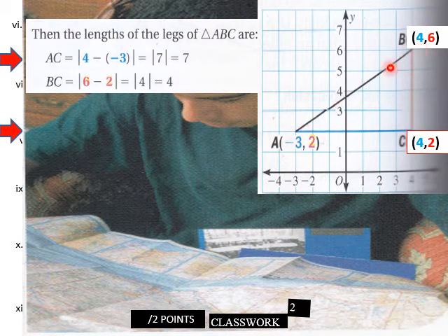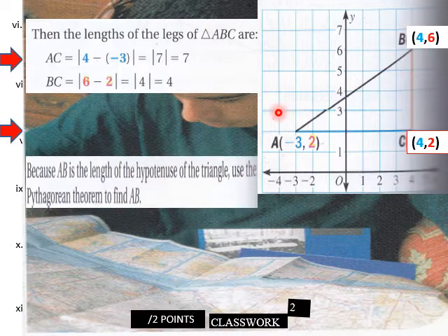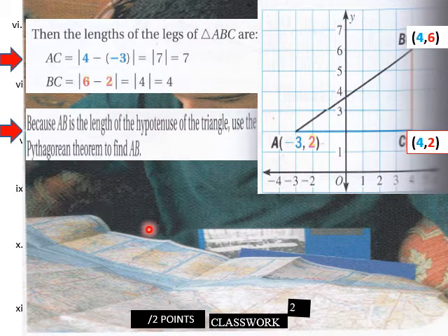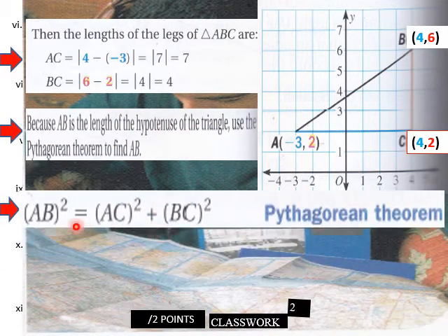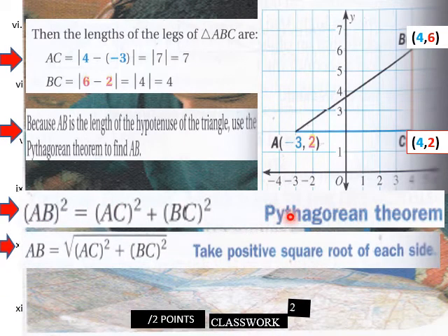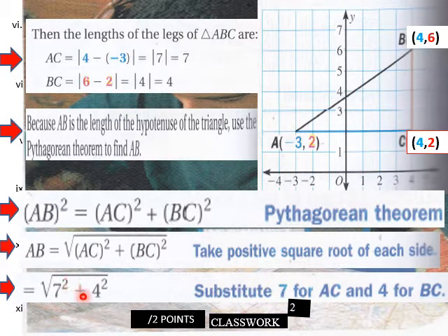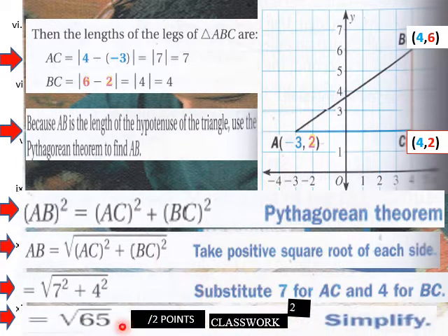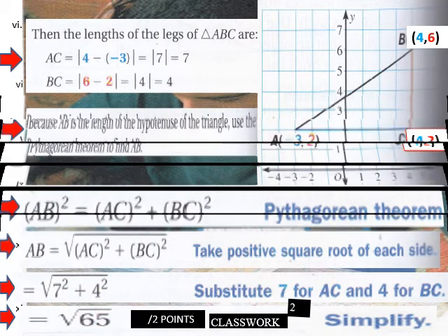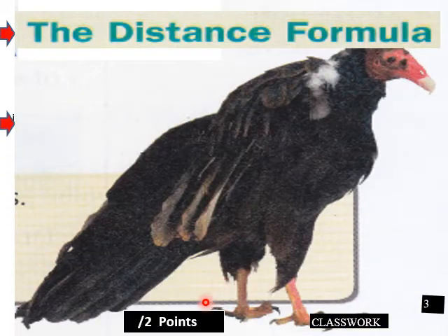Now you can figure what the length of the hypotenuse is. It's a hypotenuse, so use the Pythagorean theorem. We can plug in now our values into our Pythagorean theorem. Take a positive square root of each side. That's the idea here. So we have 7 squared plus 4 squared will equal our hypotenuse here. So that'd be 65. Square root of 65. 49 plus 16 would be 65. That'd be the length of that hypotenuse.